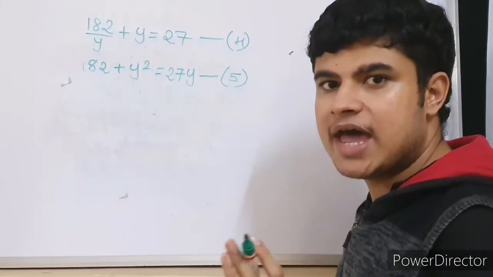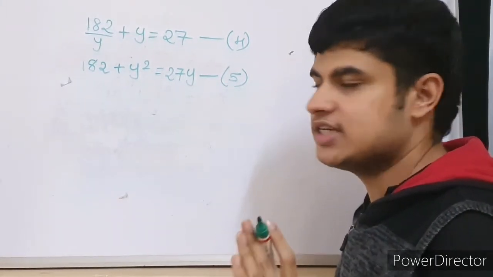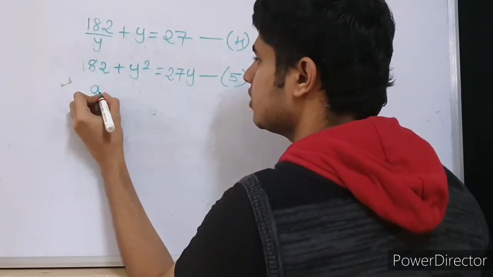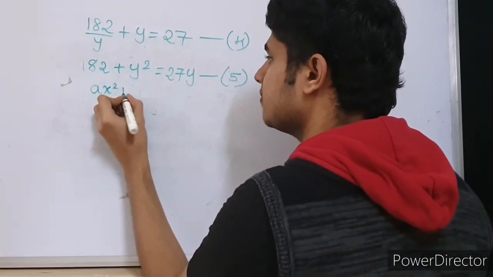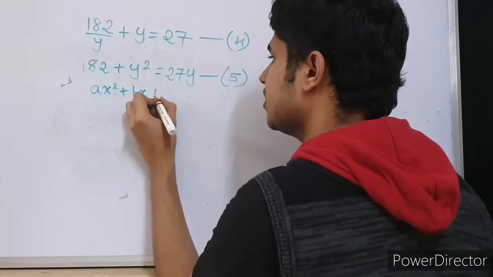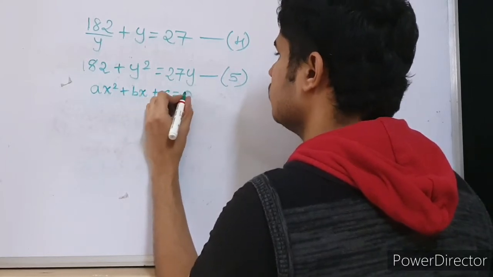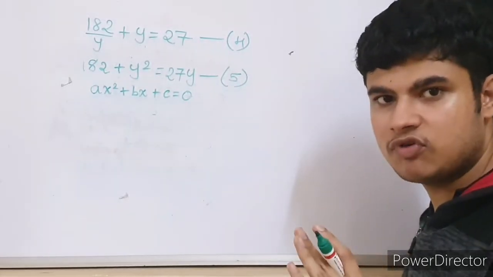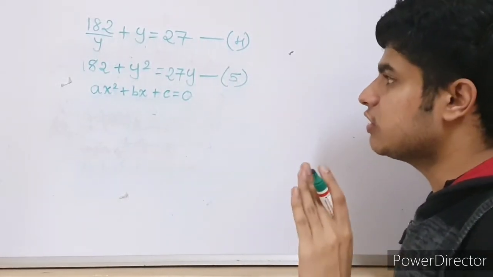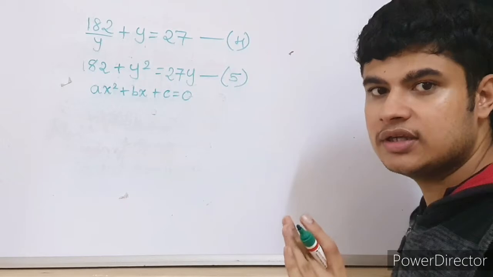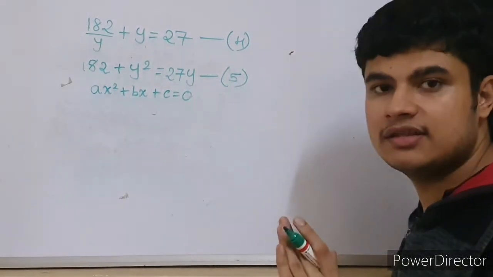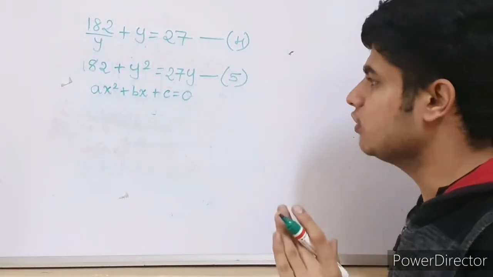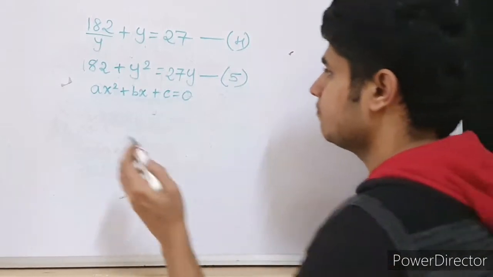Now I am going back to the general form of the equation. General form is ax square plus bx plus c is equal to 0. Now are these equations in the same form? No. The equation number 5 is not in the form that is required. That is, the right hand side is not equal to 0. So I have to make it in that way.